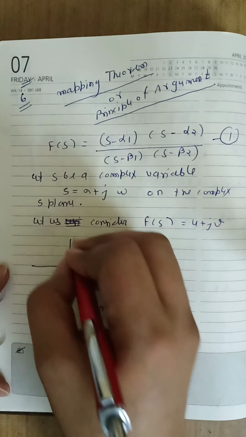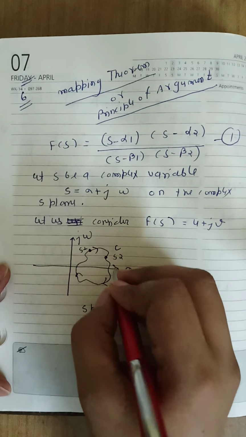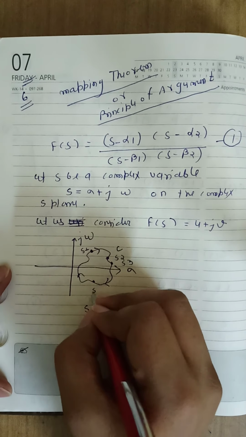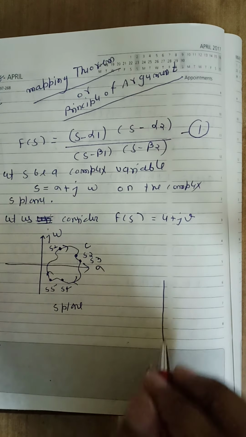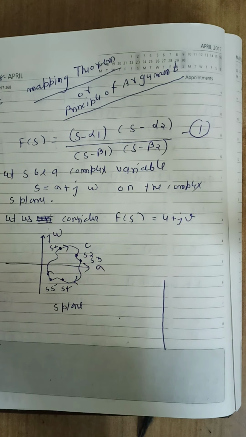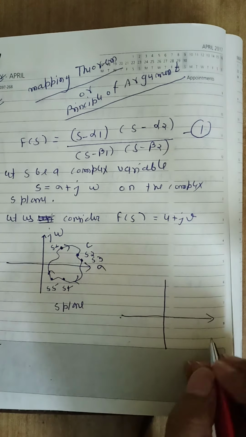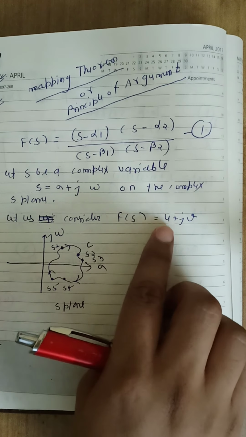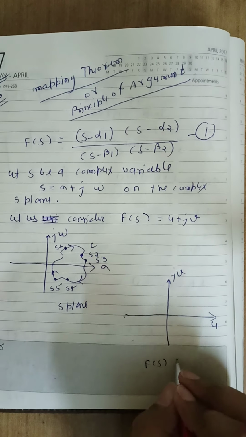In S plane, horizontal will define sigma, vertical will define j omega. Suppose we have a point S1, point S2, point S3, point S4, point S5. So this is my S plane. Now let us consider a corresponding F of S plane contour. Mapping, already I told you how we can map any point in S plane to F of S plane. In F of S plane, horizontal will define U, because we considered F of S equal to U plus JV, and vertical will define JV. So this is my F of S plane.